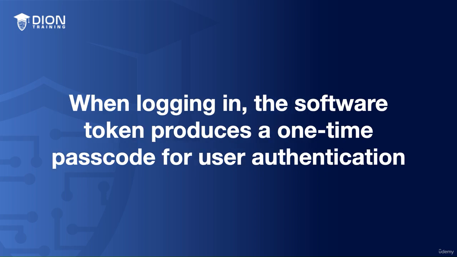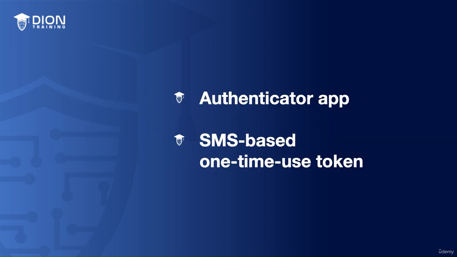When the user attempts to log in, the software token will generate a one-time code that the user enters during the authentication process. Like hardware tokens, these codes are typically time-based and will change every 30 to 60 seconds. Generally, software tokens will take two forms: an authenticator app or an SMS-based one-time code token.